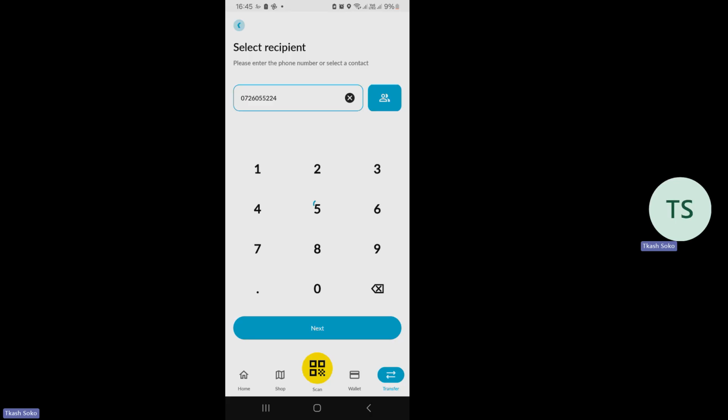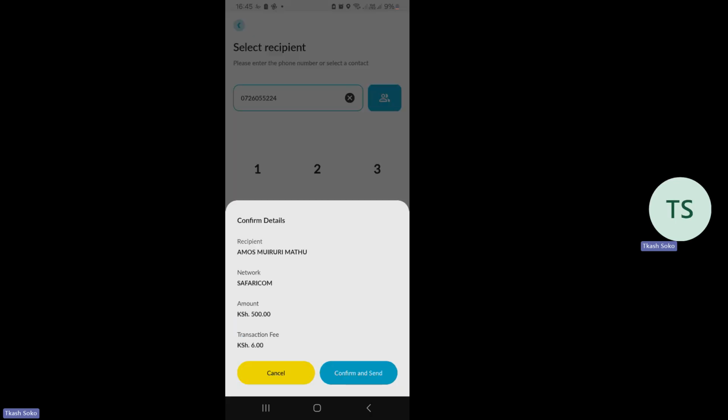So, but of course, when I press send, I know it will not send because I don't have that amount. The confirm details hapa ikikuja inanionyesha the recipient is myself. So it shows my name, the network is Safaricom, the amount is 500, the transaction fee is 6. Remember when I had put 50, the transaction fee was 0 because that amount is below 100. But in this case, because the amount is above 100, the transaction fee is 6.